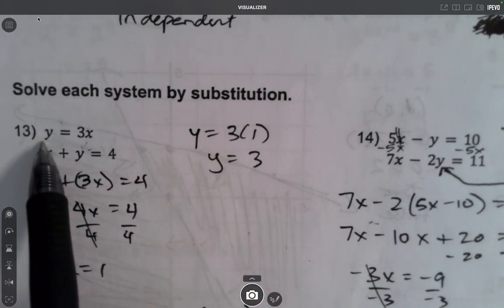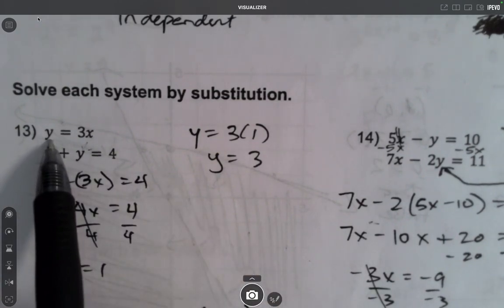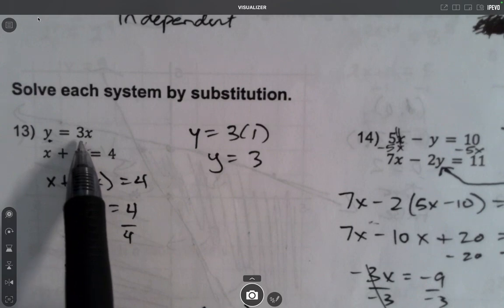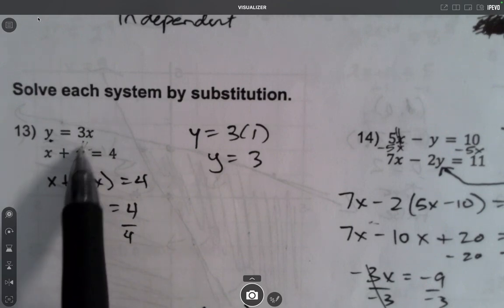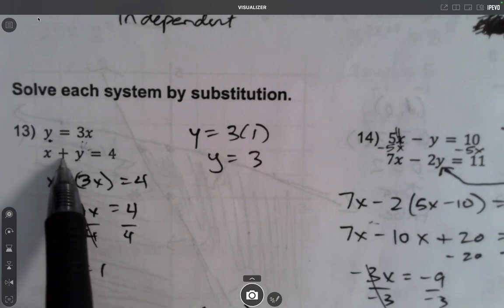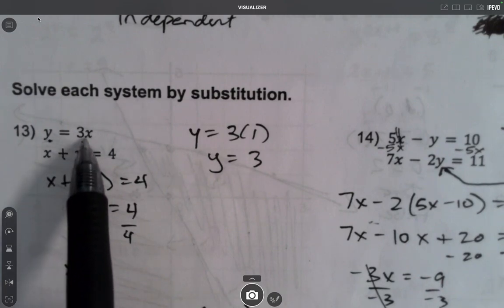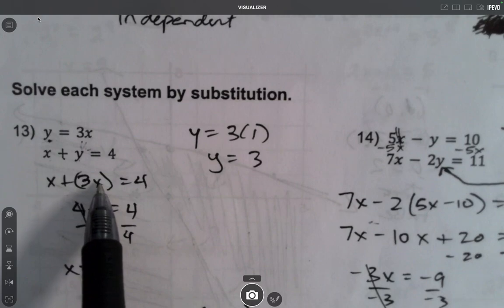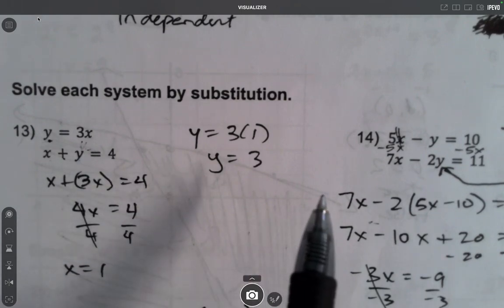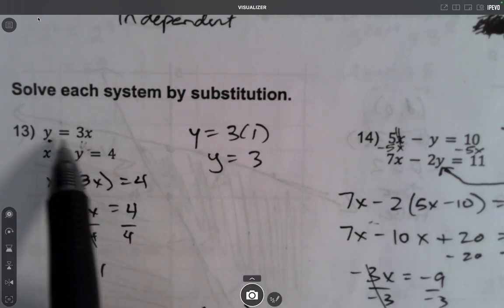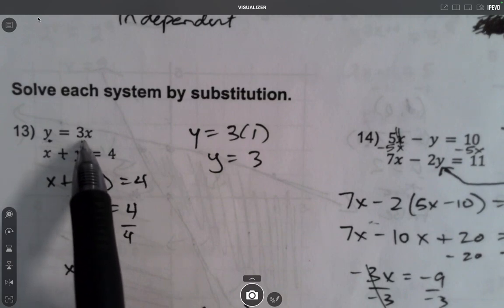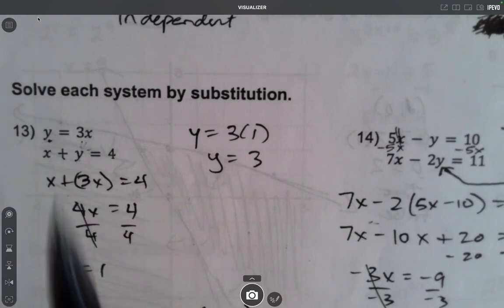So you always want to get one variable by itself, which they gave it to us already here, y equals 3x. So since we know y is equal to 3x, we can substitute 3x in for this y right here. So we'll just rewrite this equation, x plus, but we'll replace the y with 3x equal to 4. So I'm substituting something else I know y is equal to, 3x, in for the y in the other equation.